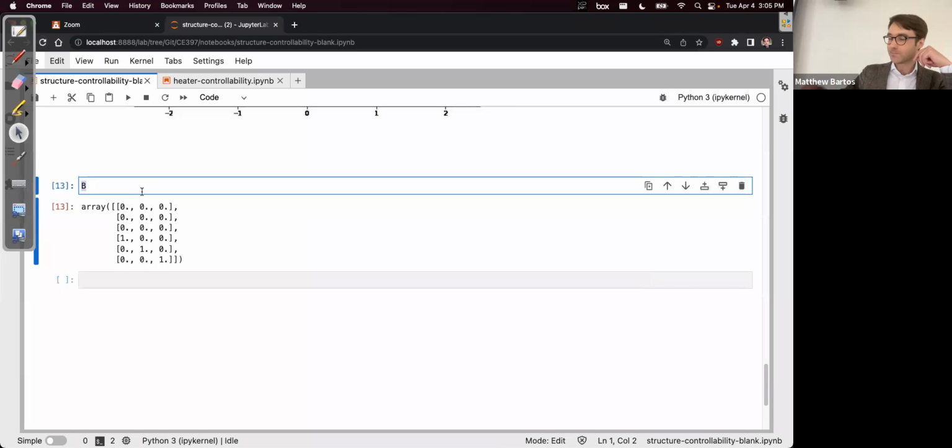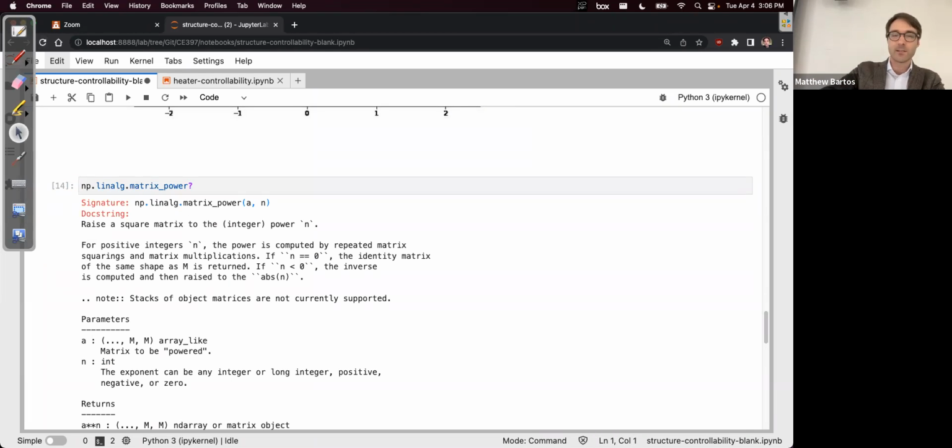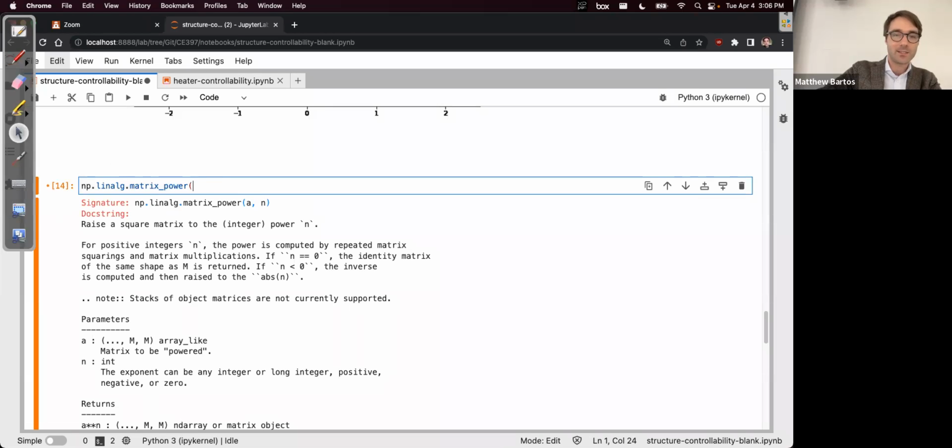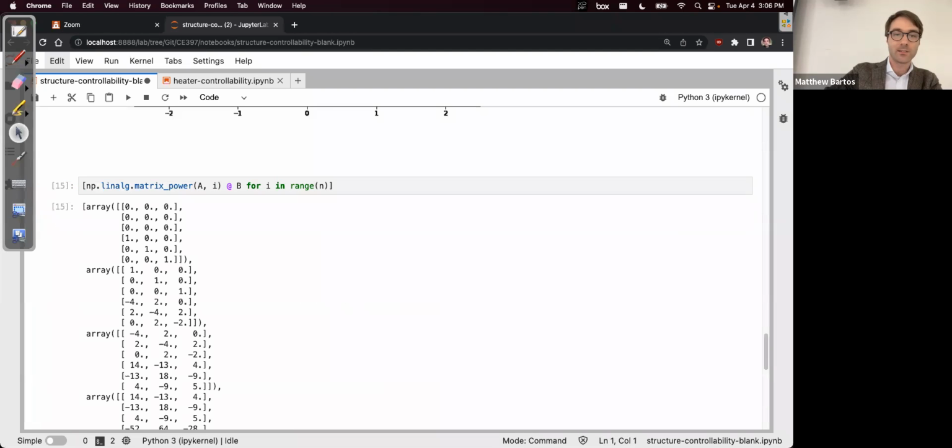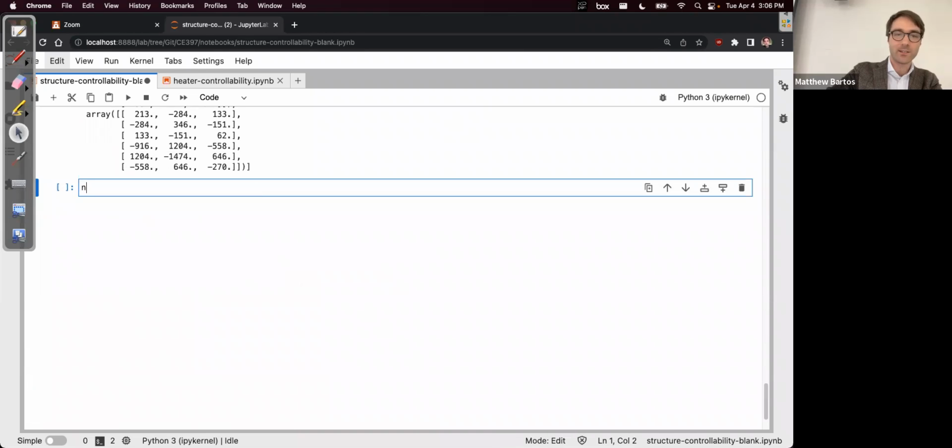So let's go ahead and do that. I'm going to use Python's list comprehension syntax. I'm going to say np.linalg.matrix_power, which raises a matrix to a power. I say np.linalg.matrix_power on A, raised to the ith power, times B, for i in range n, where n is the length of our state vector, which will be 6.